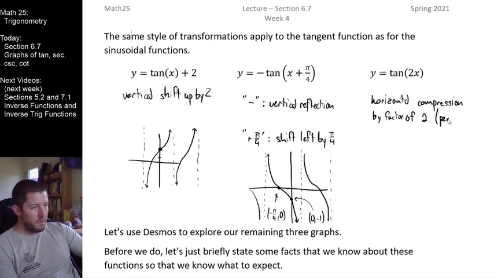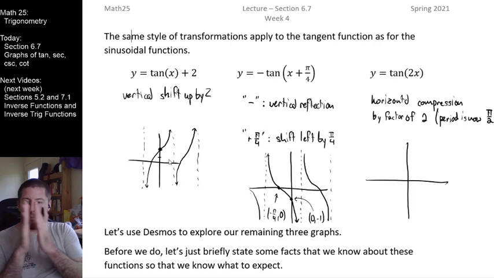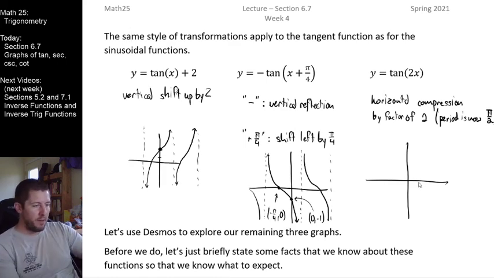Our period is now, it used to be pi. It's now pi over 2, right? It's only half as wide as it used to be. So now our graph is otherwise the same shape out there. But if before I had my asymptotes at pi halves and negative pi halves, those are now half as far away. They're at pi fourths and negative pi fourths.